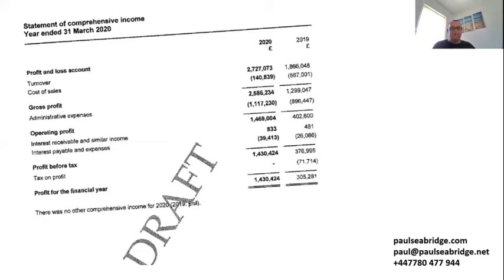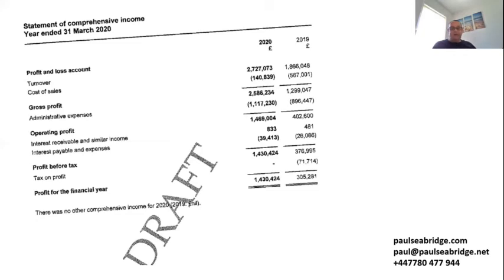You can see that the company's received interest, maybe through the bank, for example, of £833, but it's paid interest out of 39 grand. So its profit before tax is 1.4 million. There's no tax on that profit, and the profit for the financial year after tax is therefore 1.4 million.